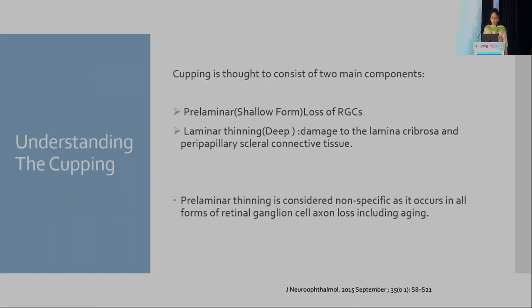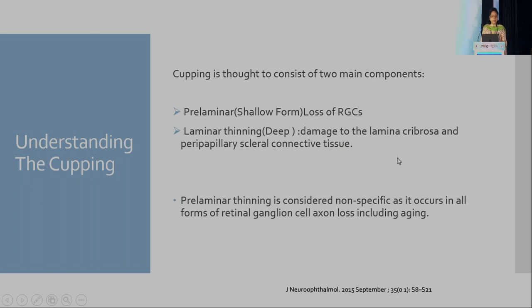definitely that is going to have impaired blood supply. So now the basic part is, to understand the cupping, it can be divided into two components. One would be the preliminar flow, that is the shallow form of the cupping, where basically it is only the loss of the retinal ganglion cells. And the other form, which is the most important form, and actually it is encountered in the cases of glaucoma, that's a deep cupping, that's a lamina thinning.